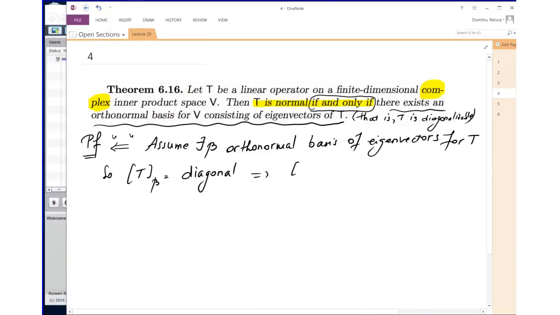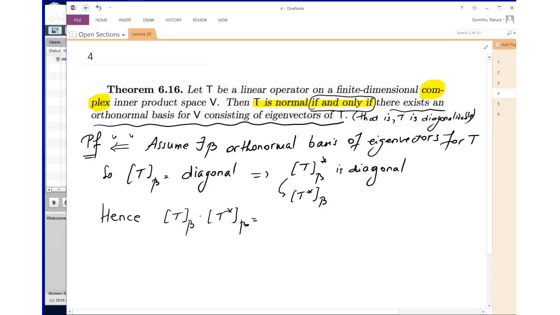Is that an argument that we've seen before? So the adjoint of a diagonal matrix is diagonal. But the adjoint of this matrix is the same as the matrix of the adjoint of T. So the matrix of the adjoint of T is a diagonal matrix. And two diagonal matrices commute. Right, so this is that remark from the beginning that started everything. So they commute.